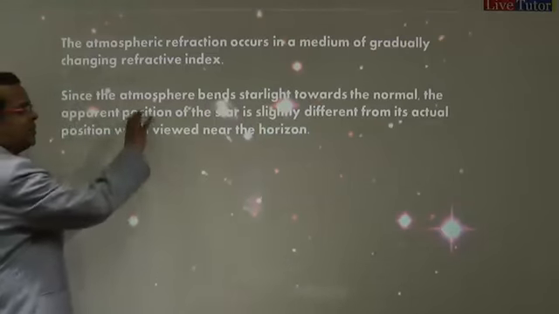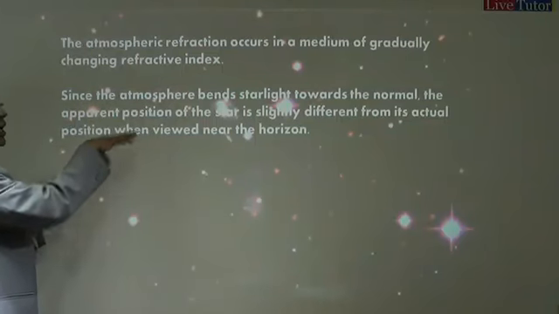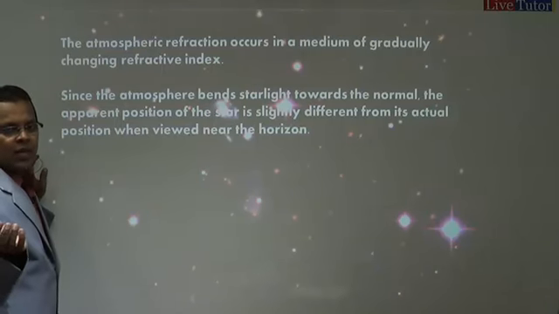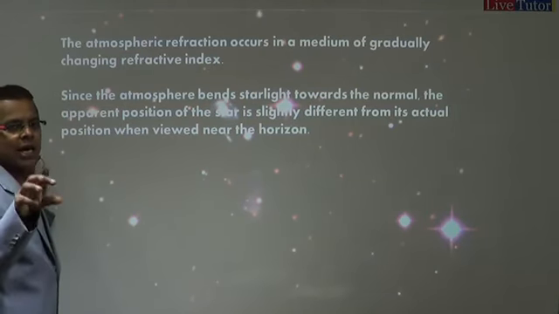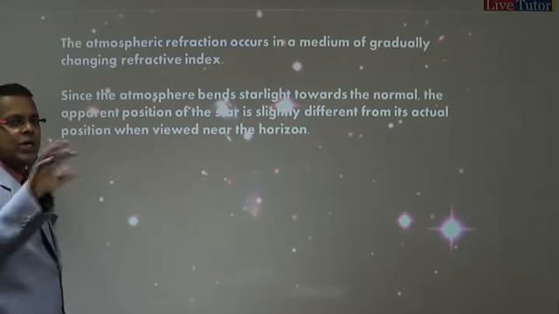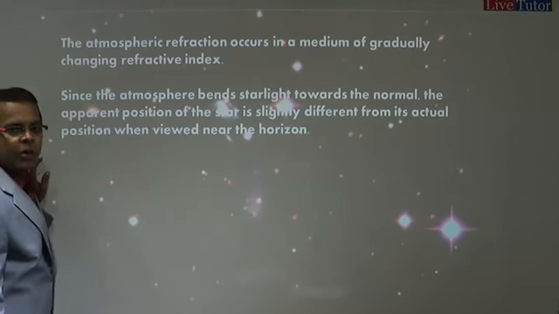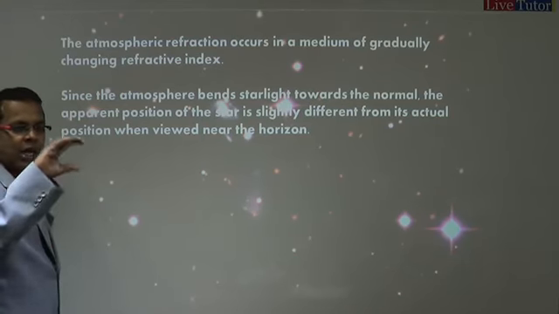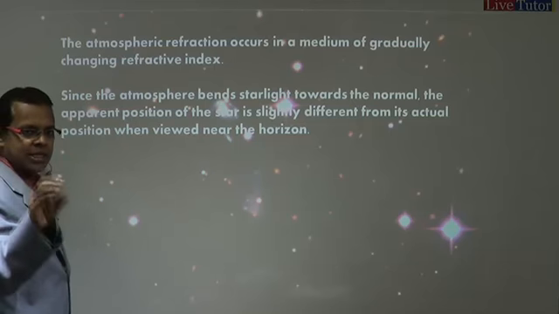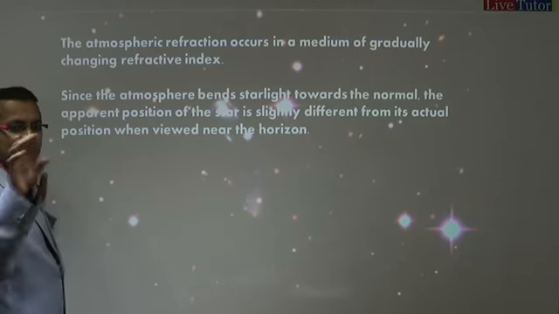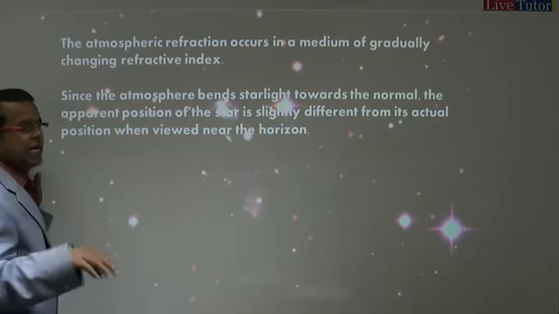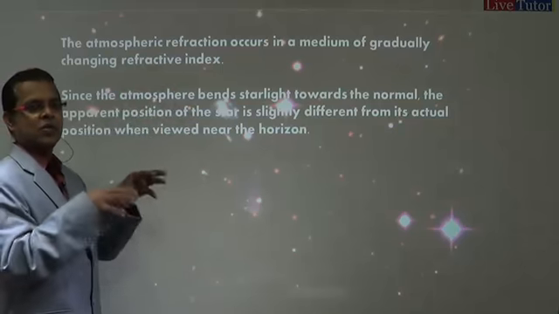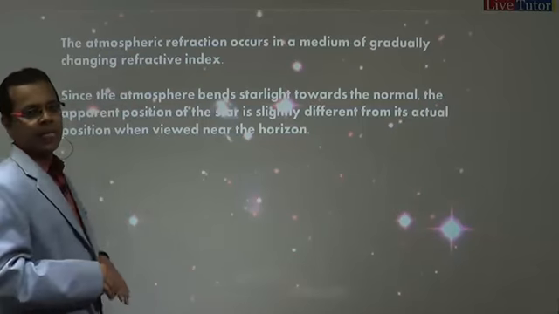And here the atmospheric refraction is occurring in the medium. What is that medium here? The atmosphere of different layers. And this atmosphere can be considered as a medium of gradually changing refractive index. Hot air, the hot layer of the atmosphere, will have lesser refractive index, so the cool layer of the atmosphere will have higher refractive index. Like this, because of many layers of gradually changing refractive index, this atmospheric refraction is occurring.